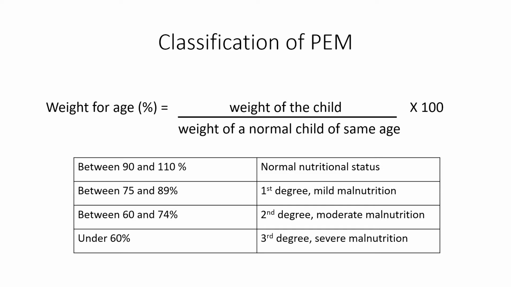Like I talked about in the first lecture, what we see clinically in the field is that 80% of the children, if they have malnutrition, have either mild or moderate forms, whereas the severe forms of malnutrition, such as kwashiorkor and marasmus, are rarely seen. Moving on, if the weight for age percentage is under 60%, anything less than 60%, it is considered severe malnutrition or third degree malnutrition. Based on the nutritional status of the child, whether first degree, second degree or third degree malnutrition, different treatment modalities are used.